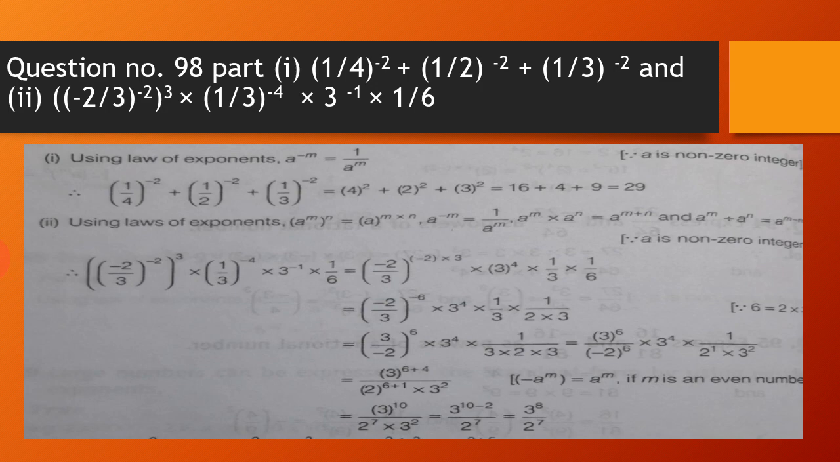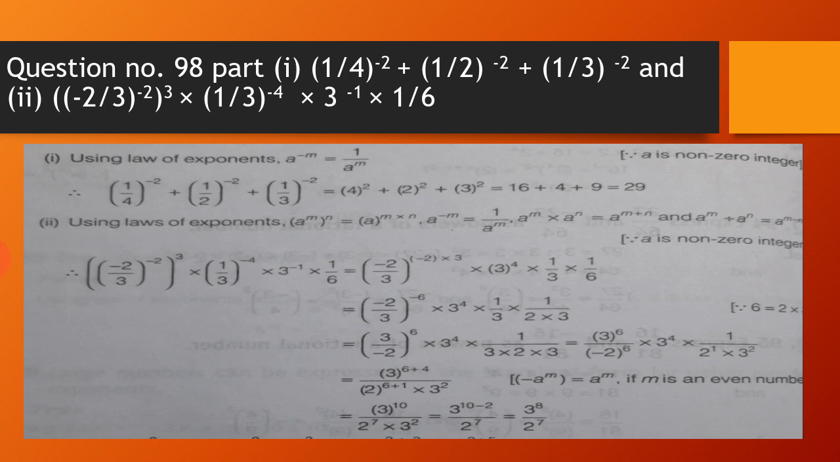Now see, we have to change all these numbers in terms of 2 and 3 so that using the power law, using the product law and the quotient law, we can remove the numbers or we can subtract and add the powers.